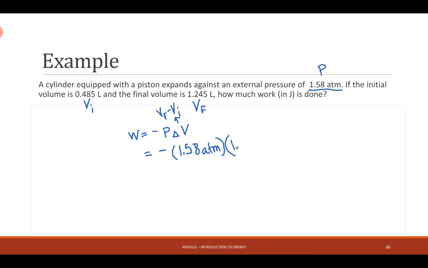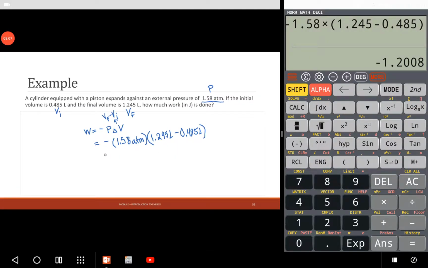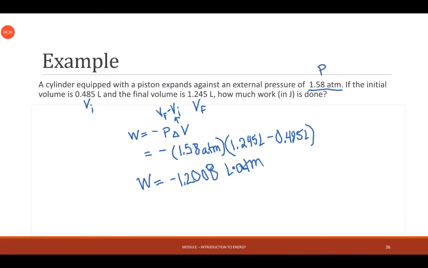So V final was 1.245 liters minus 0.485 liters. So our work here is equal to negative 1.2008 liter atmospheres. And then we'll want to convert that to joules because we're wanting our answer in joules.